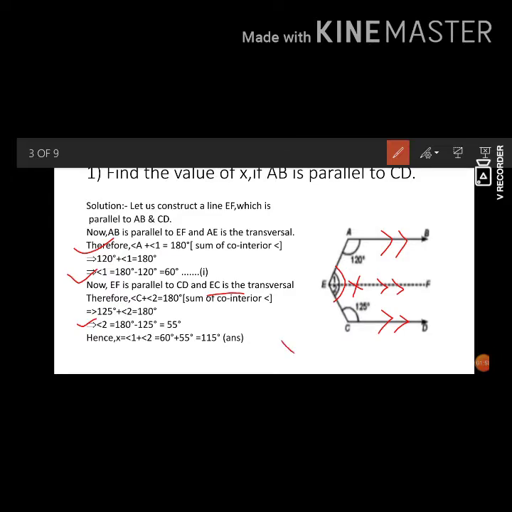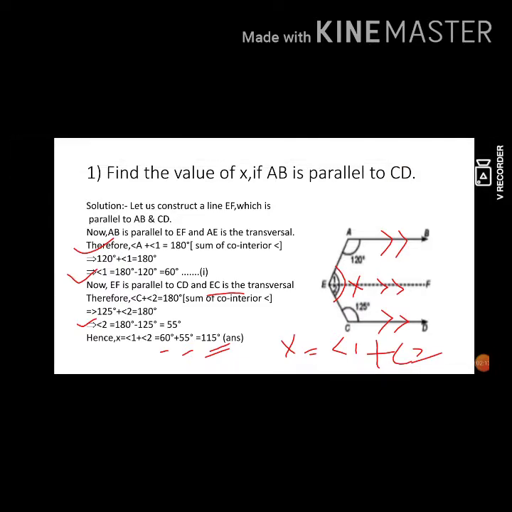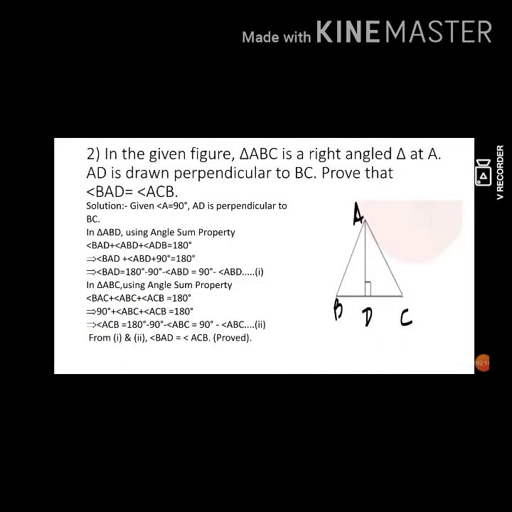So initially x is equal to angle 1 plus angle 2. So angle 1, the value is 60, and angle 2, the value is 55. So our angle x is equal to 125. So this is our first sum. The second sum is like this.